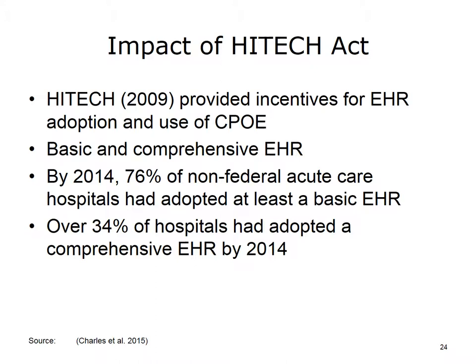A distinction between what is called a basic and comprehensive EHR has been made. In regard to CPOE, a basic EHR includes use of CPOE for medications, while a comprehensive EHR includes use of CPOE for medications, laboratory reports, radiology tests, consultations, and nursing orders. A comprehensive EHR also includes the use of clinical decision support, such as clinical guidelines and a variety of drug interaction rules, such as drug-drug, drug-allergy, drug lab, and drug dosing support.